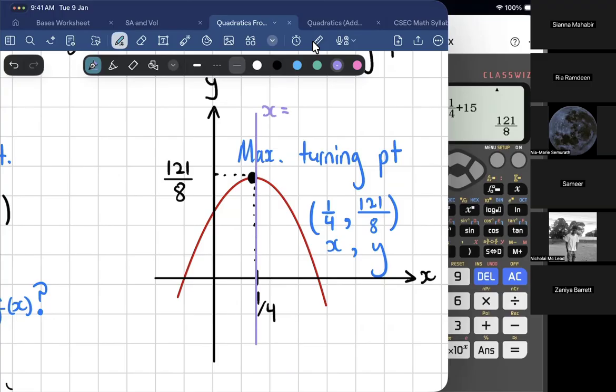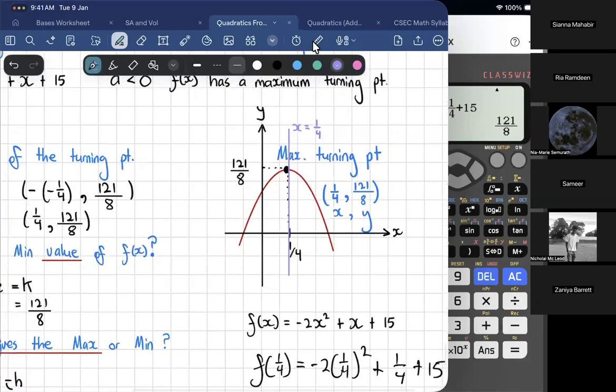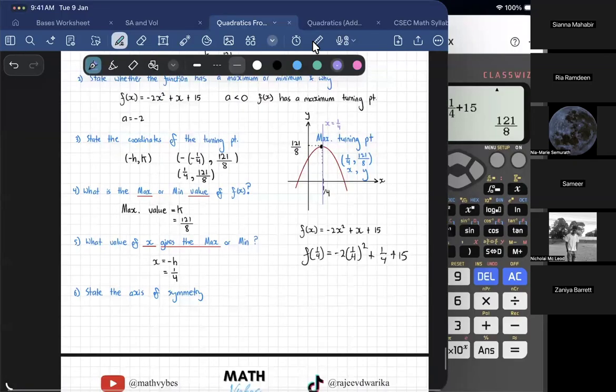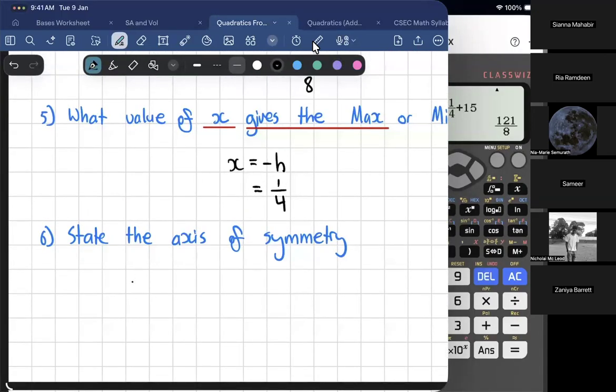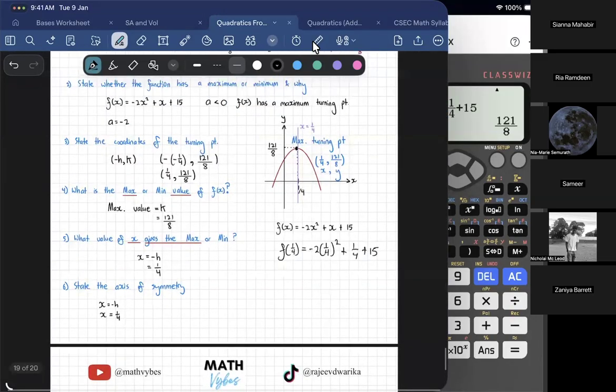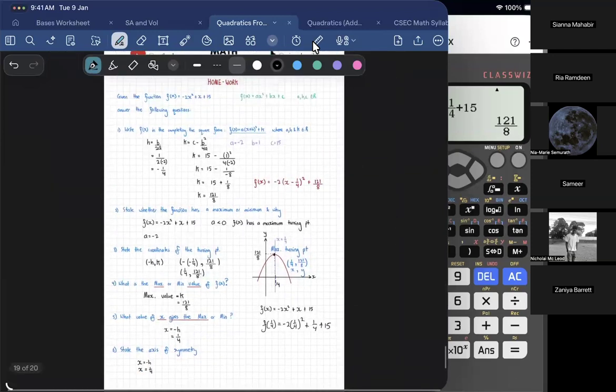A quarter. Right. So you need to write it as an equation, otherwise you're not going to get it correct, because they want an axis of symmetry. So your answer is always going to be x is equal to negative h. So x is going to be equal to a quarter. I hope we understand everything so far.